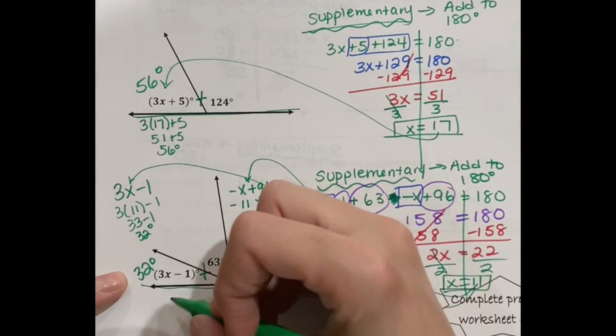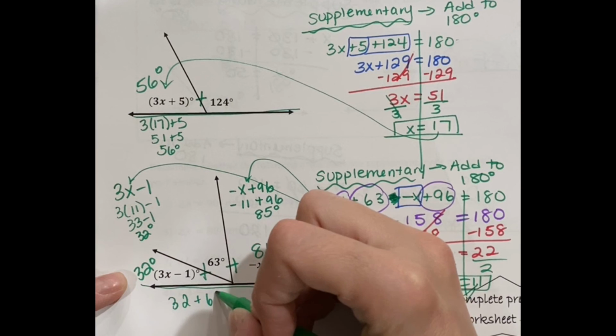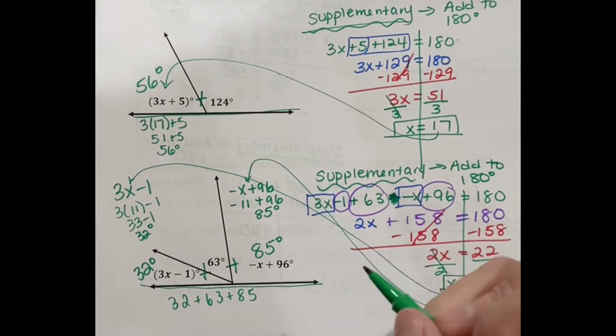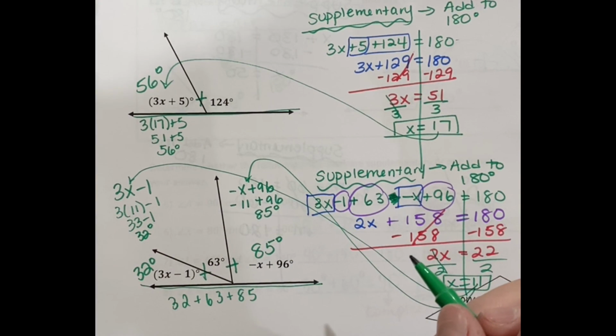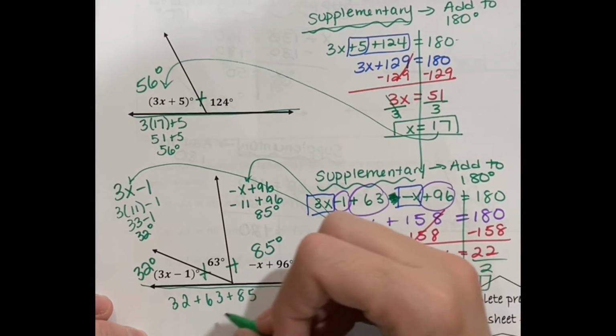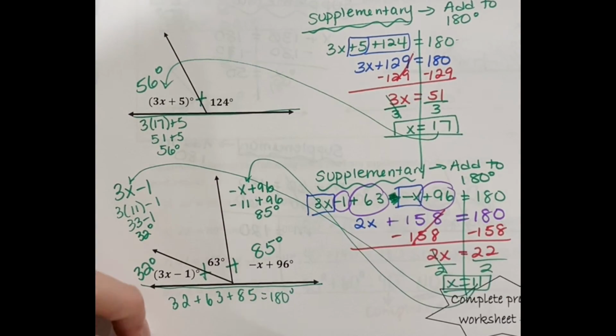And then I can check by doing 32 plus 63 plus 85. And when you add 32 plus 63 plus 85, you should get 180 degrees. And you do. So you know that you did this correctly.